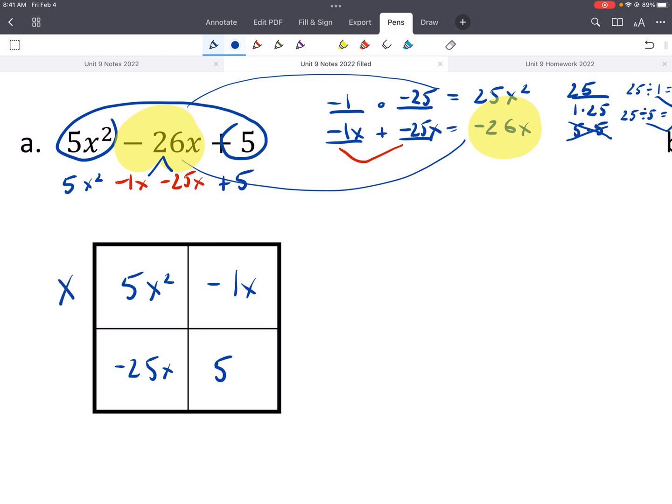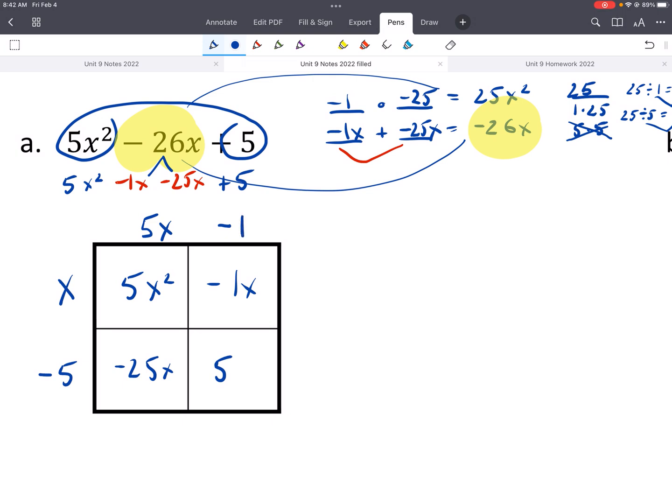And then for the next row, looks like we could take out a leading negative and a 5. And then for the first column, looks like we could take out a 5 and an x. And then the next column, looks like we have a leading negative, and the greatest common factor for the numbers would be 1.